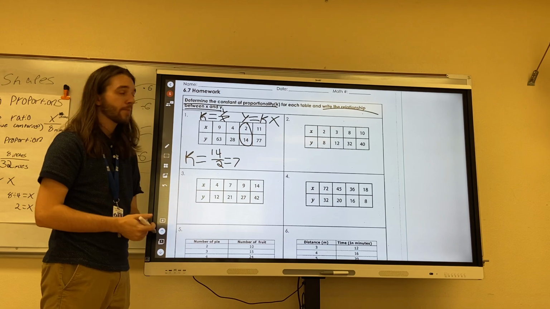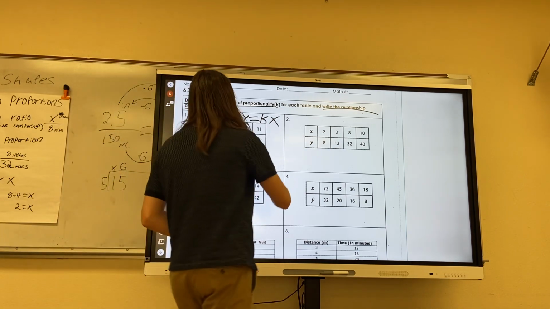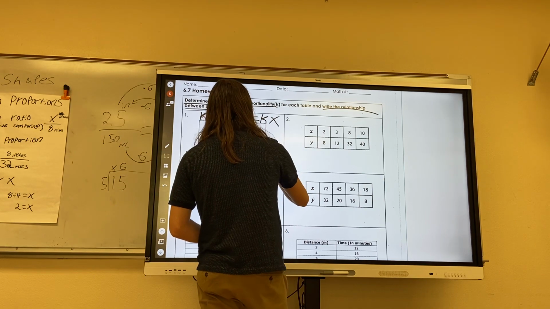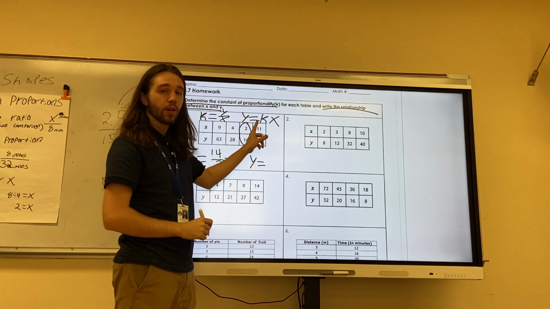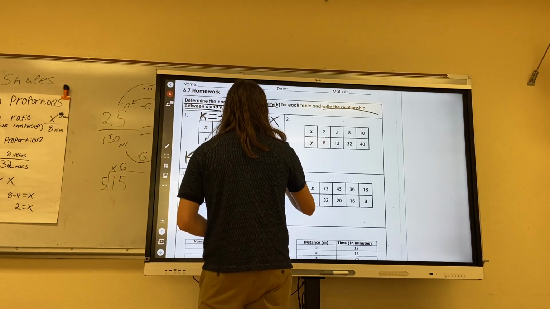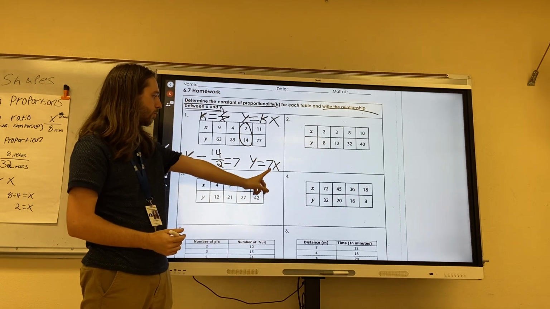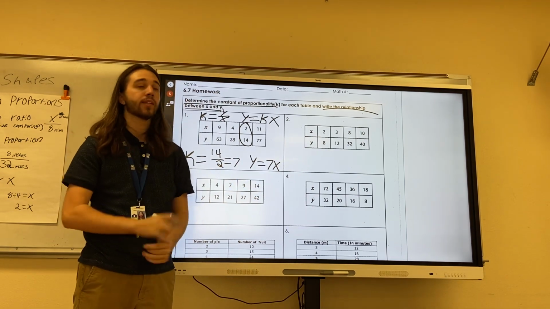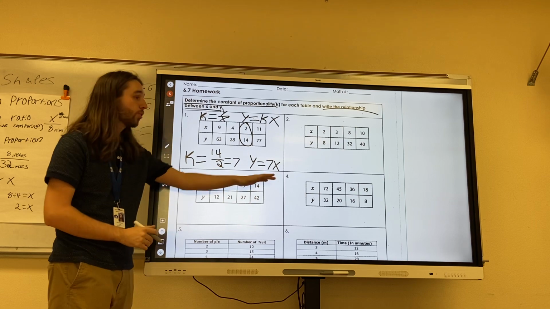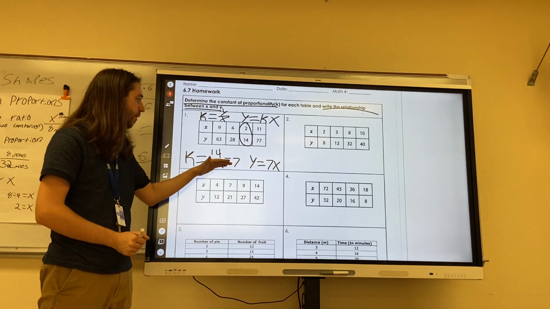That's the first half. The second half is easy. Now that we know what our k is, all we gotta do is plug it in. So y equals, and instead of k right there, we're gonna write a 7 right here. So y equals 7x. And all that means is that 7 is multiplying times x. And that's it. That's all you have to do. So that's half your answer, that's half your answer.